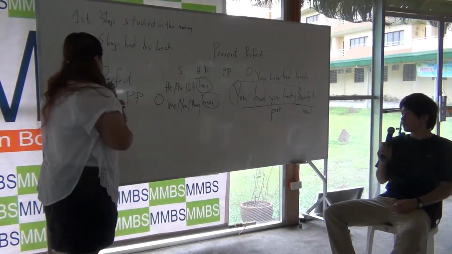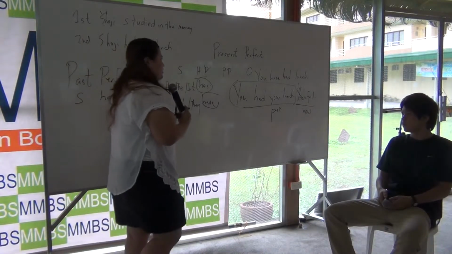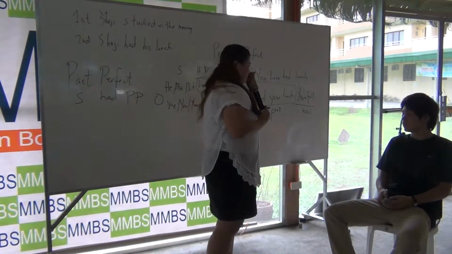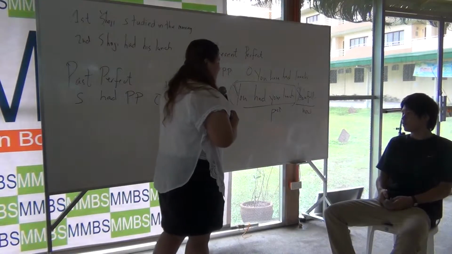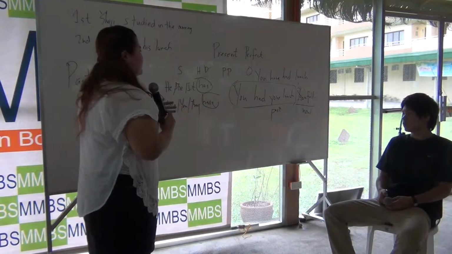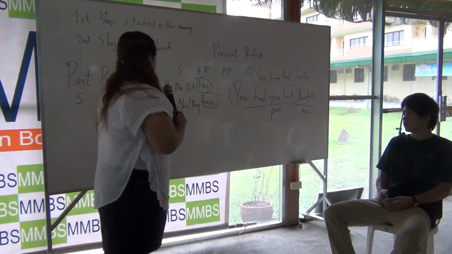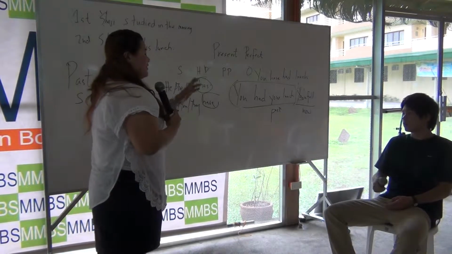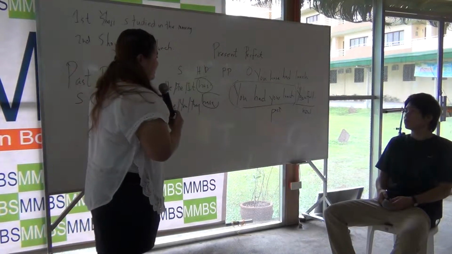Now what if your subject is singular, let's say he, she, it? What should be your helping verb? Had. How about if it's plural, let's say we, you, they? Had. Okay, so this time we're going to use the same helping verb.